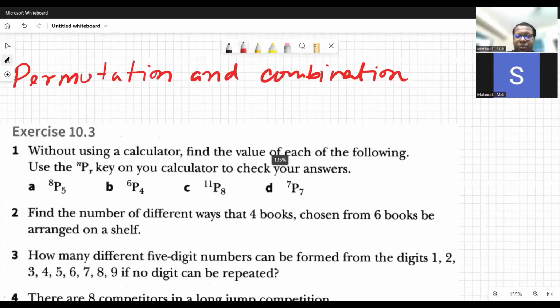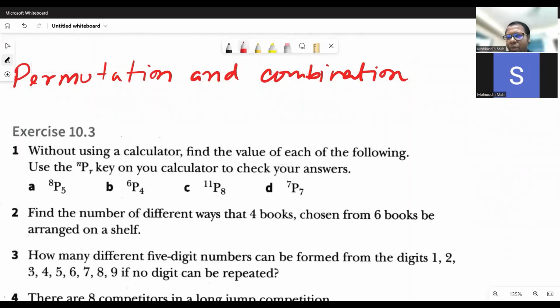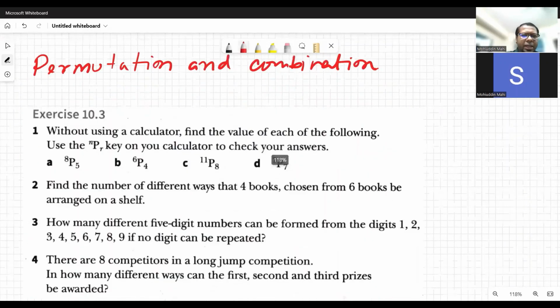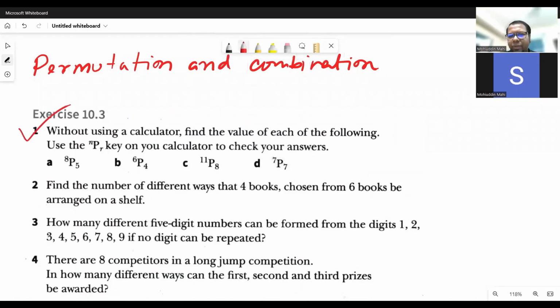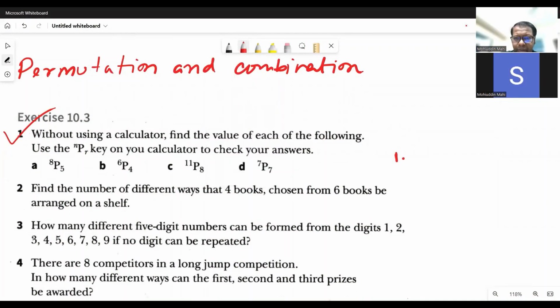Before solving exercise 10.3, definitely you need to solve exercise 10.1 and 10.2. Solve all the maths there, then come to 10.3. All right. So the first question: without using a calculator, find the value of each of the following, using the nPr key on your calculator to check. The formula is nPr, which is n factorial divided by n minus r factorial. So you have to use this formula.